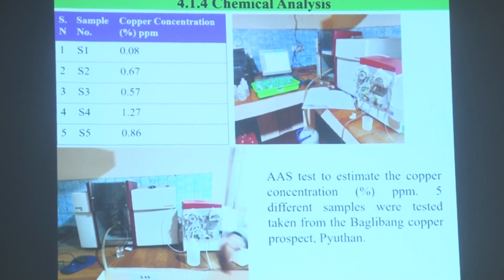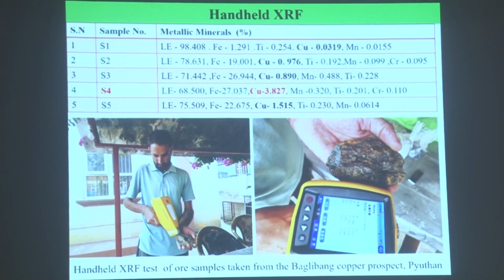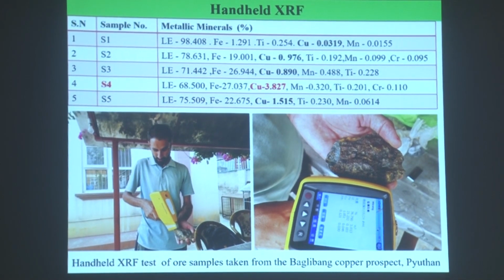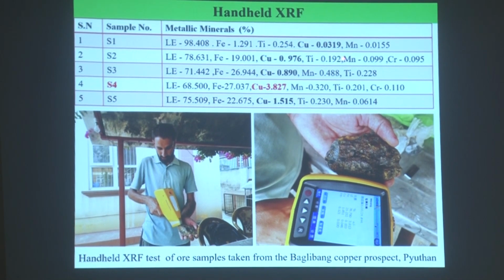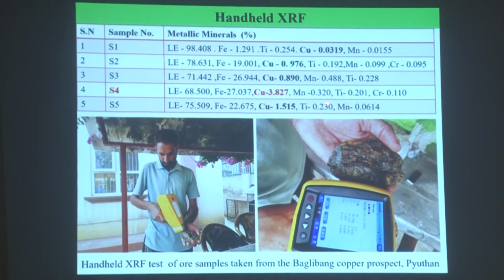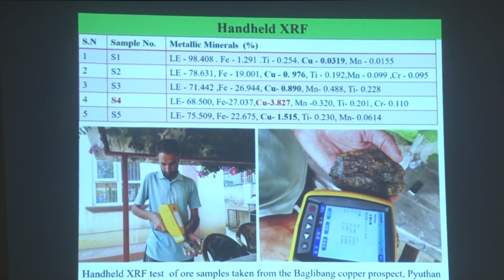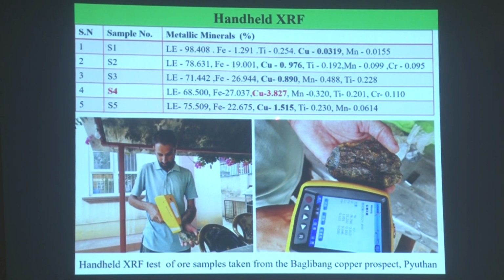To find out the copper concentration percentage, which is very good in sample number 4, AAS analysis was done. Handheld XRF was carried out to determine the associated minerals in the copper deposit, and I found iron, titanium, copper, manganese and chromium, which shows that the mineral deposit is magmatic because maximum metallic minerals are present in the ore body.